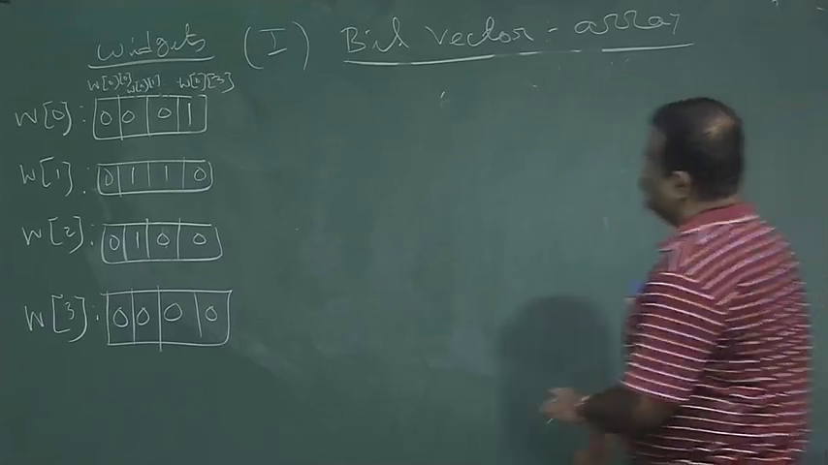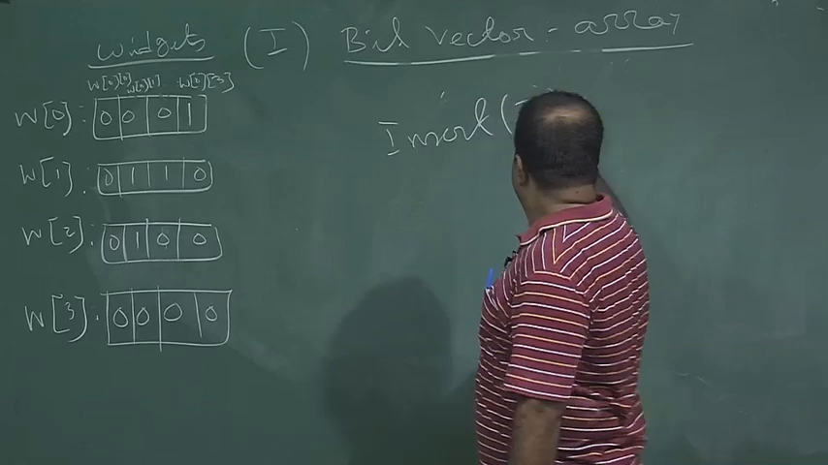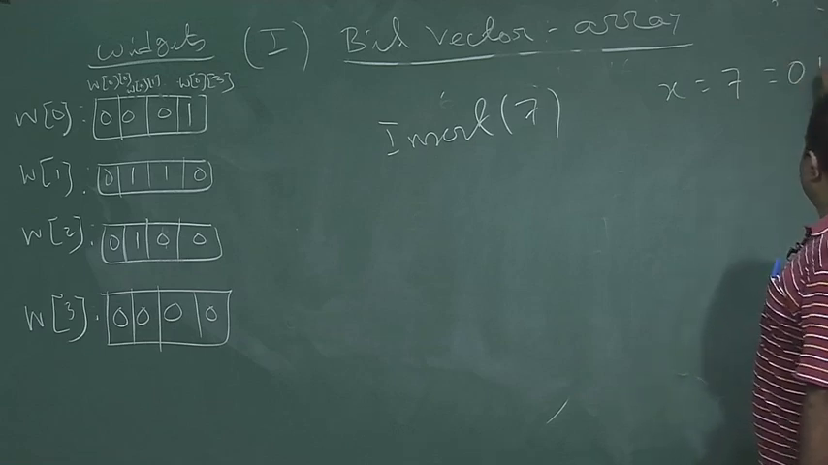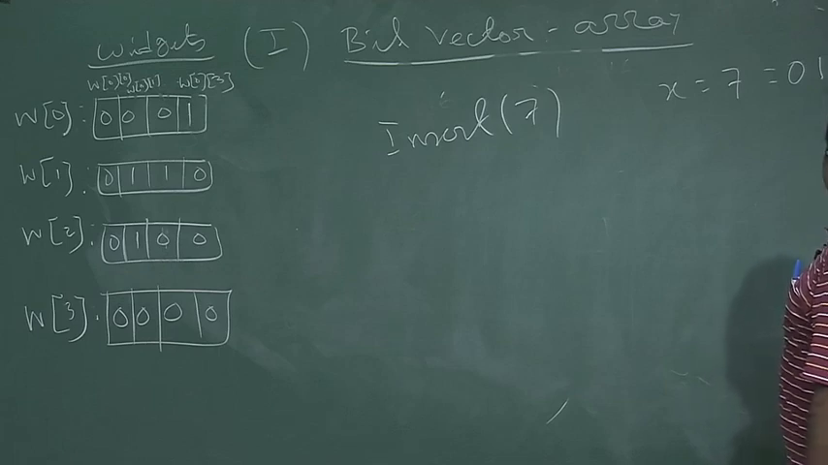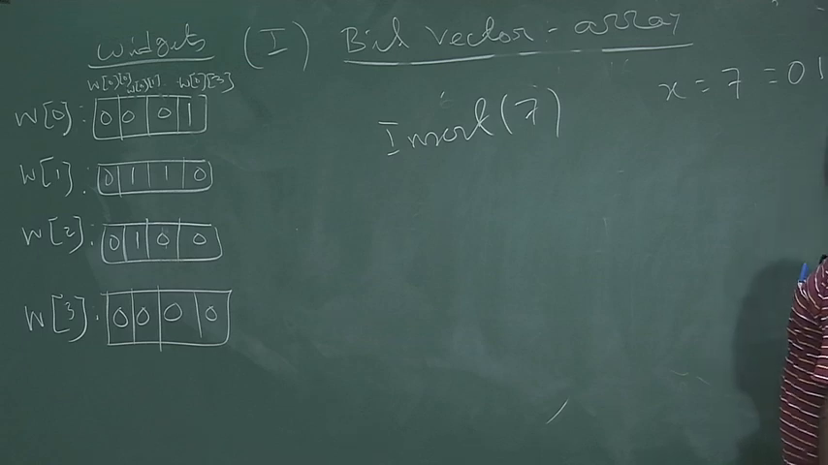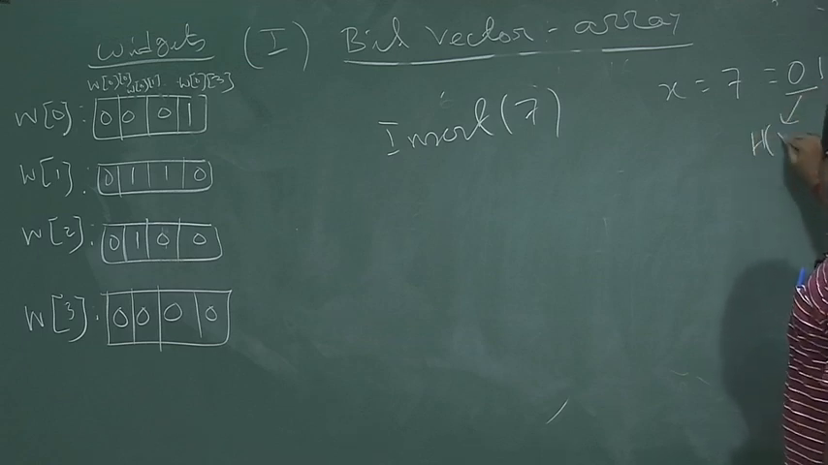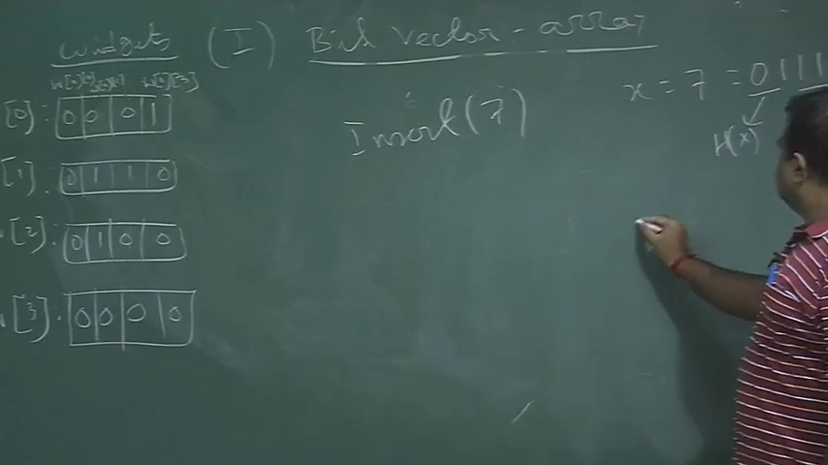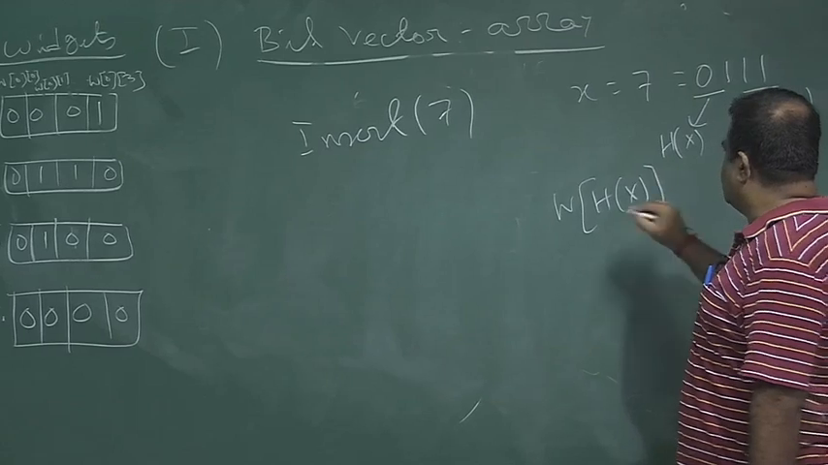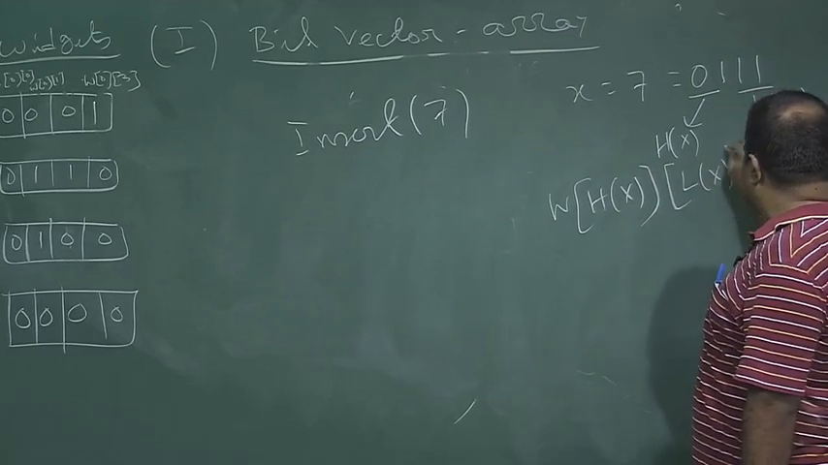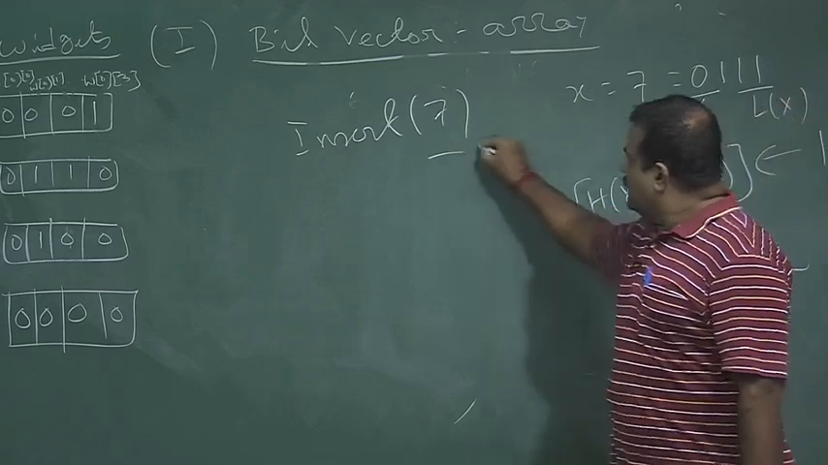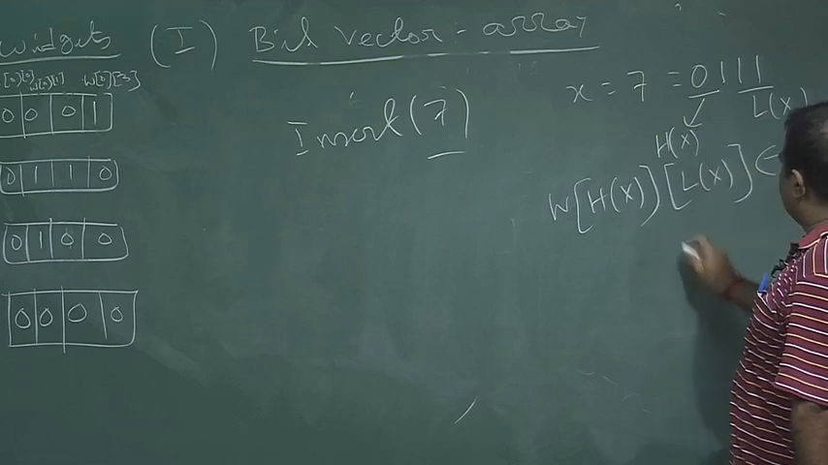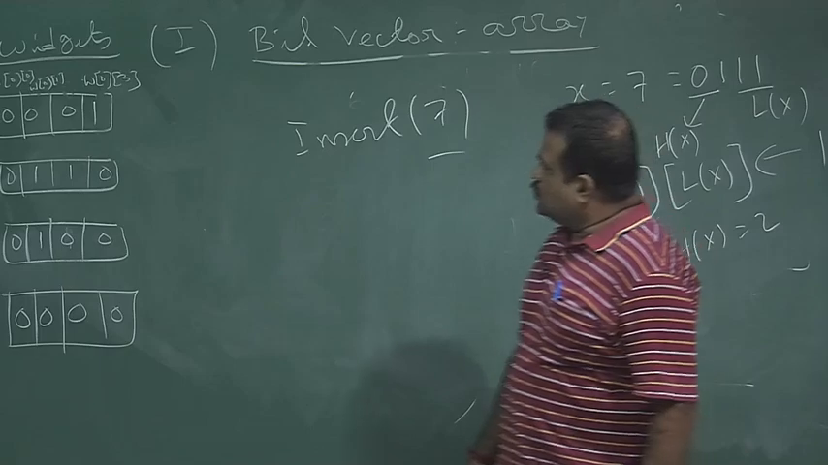Now, how can we insert an element? Suppose we want to insert, say, 7. So, x equals 7. How do we represent 7 in binary? 7 is basically 0, 1, 1, 1, that is 4, 2, 1, so 7. The first half of the bits we denote by high of x, and the second half we denote by low of x. High of x will give us the block number, so we will go to W of high of x, and low of x will give us the position in that block. We will make it 1. This is the insertion: we go to that particular block or widget W of high of x. In this case, high of x is basically 2, so we go to this.